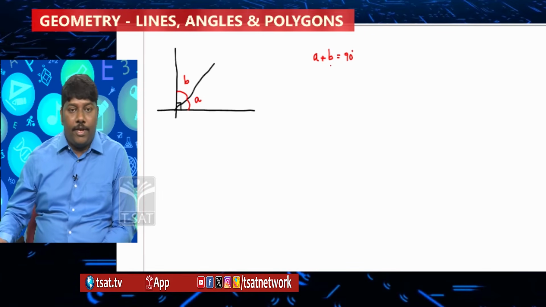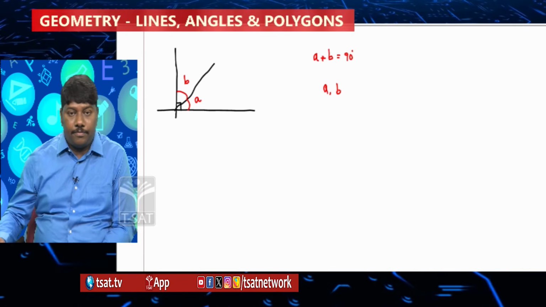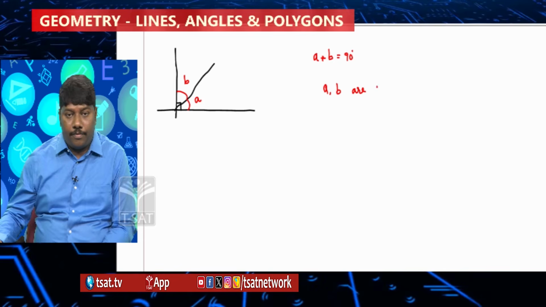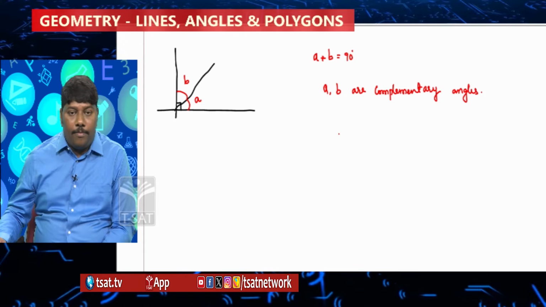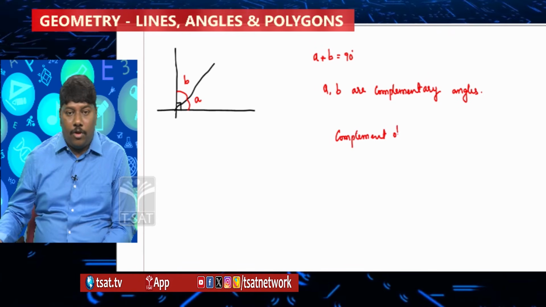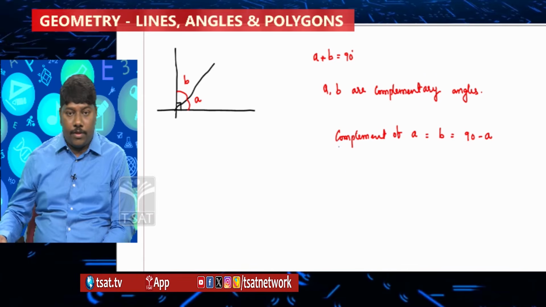So here A plus B, the sum of these two angles, forms 90 degrees. You call A, B complementary angles, where the complement of angle A is actually B, or else you can say 90 minus A. Here angle B is equal to 90 minus A. So that sum is 90 degrees.